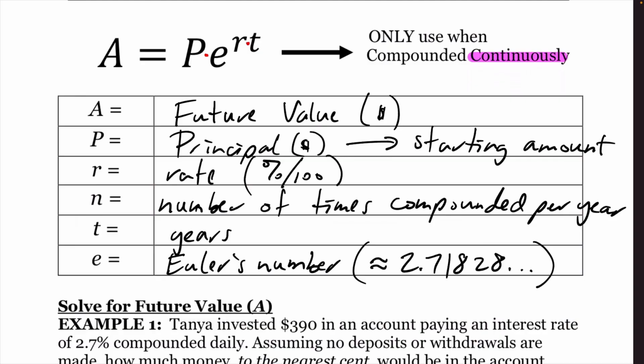T is years. How many years? E is a new one too. It looks like Euler's, but it's pronounced Euler's. It's a German last name, the guy who came up with the number. We'll talk about E more next chapter, but for financials, when they're talking about interest continuously, we use E. There's a button on your calculator, which I'll show you, which is an E button, okay? It's like 2.718. It's kind of like pi. It's a number. It's not a variable. It just uses the letter E. All right.